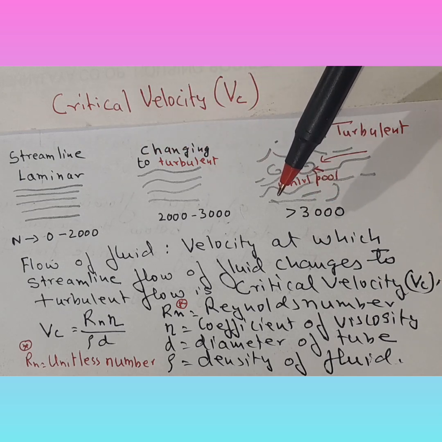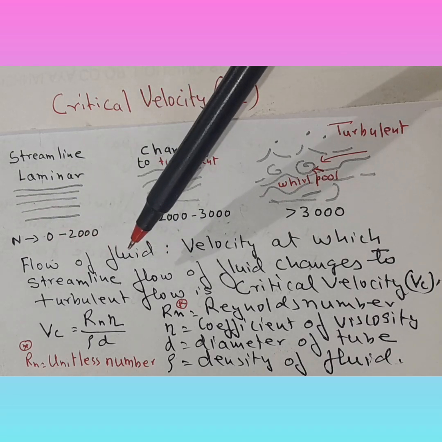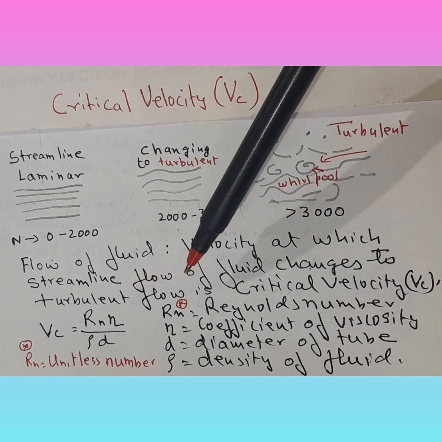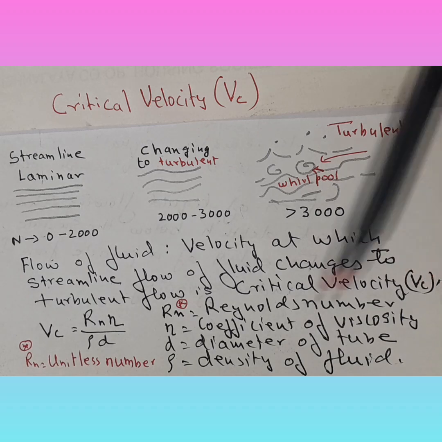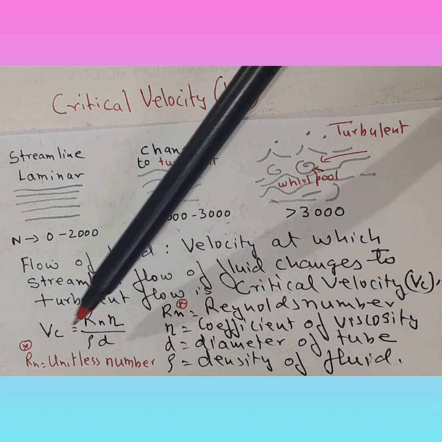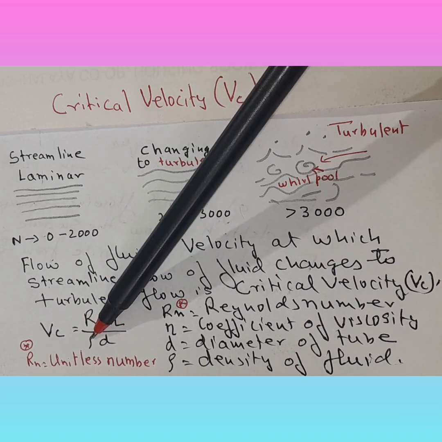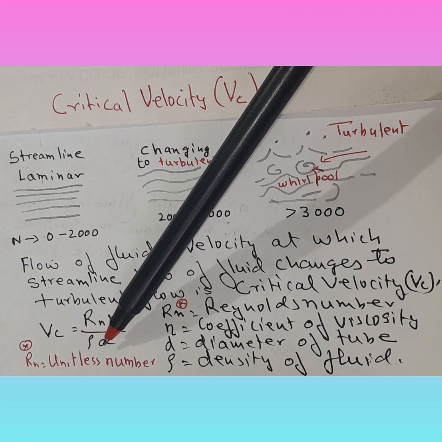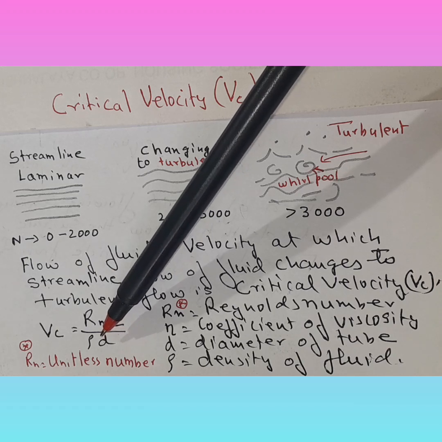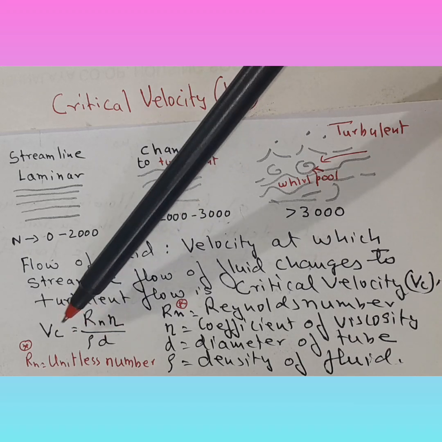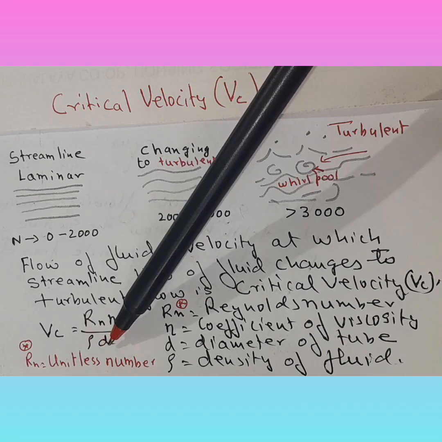Now what it is exactly, let's also understand what we have got scribbled over here. The velocity at which streamline flow of fluid changes to turbulent flow is critical velocity Vc. The formula for critical velocity is Rn, coefficient of viscosity, density of fluid, and diameter of tube through which it is passing. For calculation we normally talk in terms of tube. So Vc is equal to Rn eta by rho d.